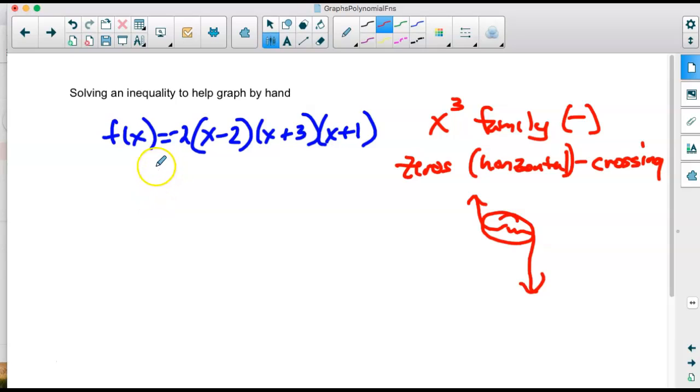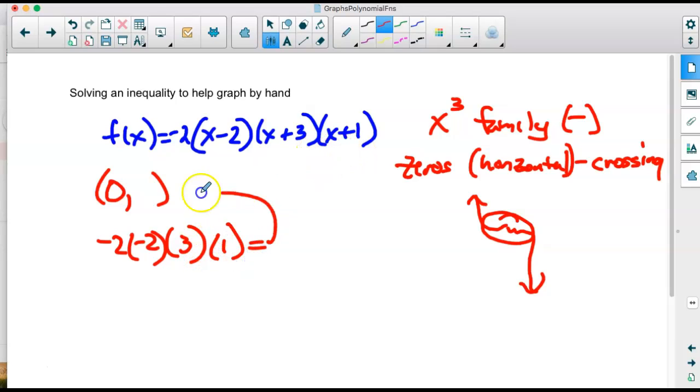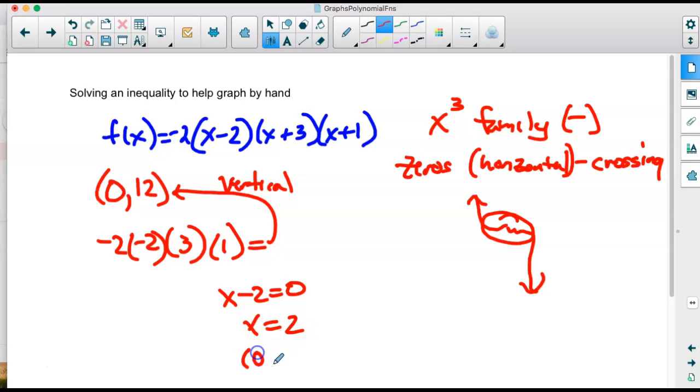So if we plug in 0 for x to find our vertical intercept, that's going to be negative 2 times negative 2, times 0 plus 3 or 3, and then 0 plus 1 is 1. So that's 4 times 3, that's 12, times 1, which is 12 again. So our vertical intercept is going to be 0, 12. We know that our horizontal intercept is going to happen at 2. So x minus 2 equals 0. That's x equals 2, or 2, 0.